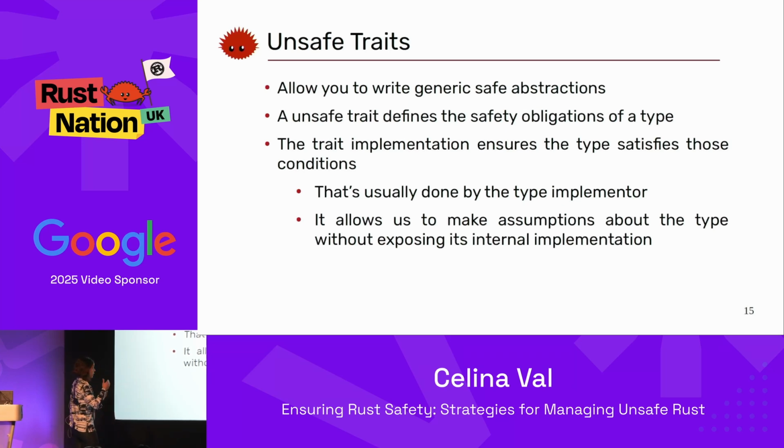The other cool thing about this unsafe trait is that the implementation is what ensures the type will satisfy those conditions. And you as a caller of a function, a user of a type, you don't have to know how the type satisfies those conditions. This is the implementer's role. So an implementer of an unsafe trait is who guarantees that the type is safe for those conditions. And this is cool because it doesn't break encapsulation.